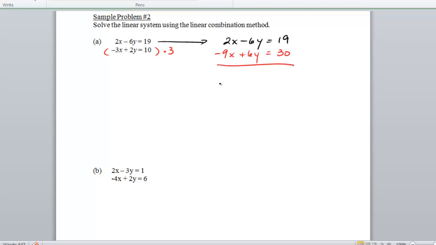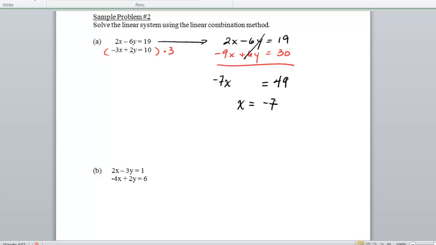2 and -9 is going to give me -7x. The -6y and the +6y are actually going to cancel each other out. And then I'm going to have 19 and 30, which is going to give me 49. And so if I simply divide both sides by -7, I would get x equals -7.